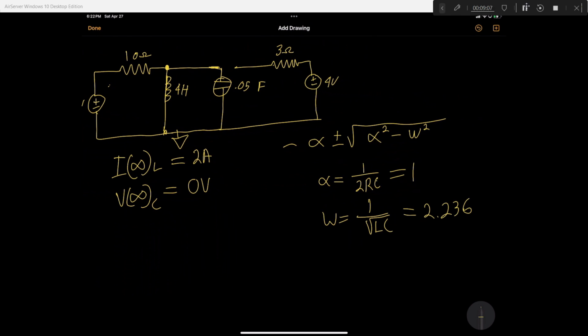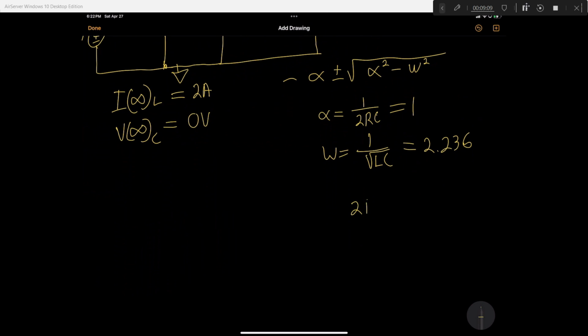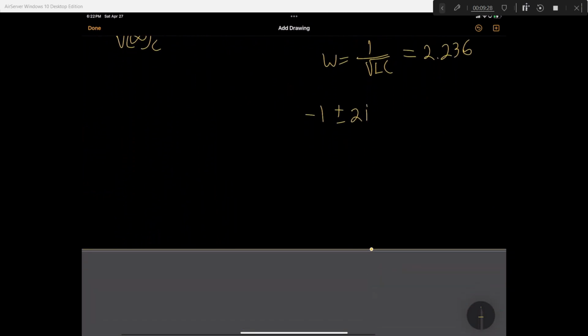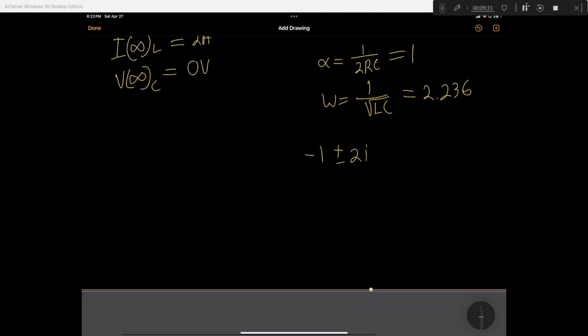So we're going to get negative 1 plus or minus 2i. Alright, plugging that into the formula. This is one of the cases where you have to use, I think, Euler. When you have an imaginary number like this, you can set it up as the following, with alpha out here, negative 1.